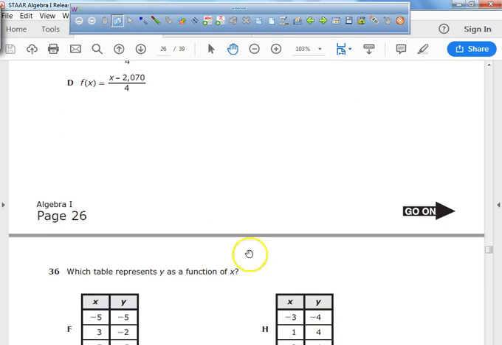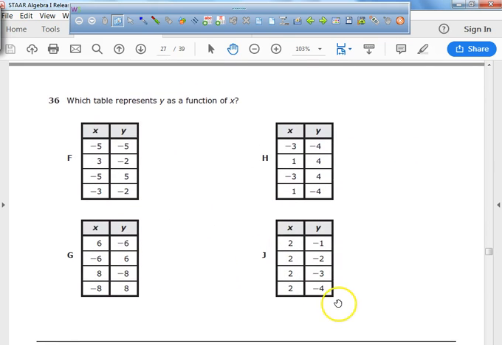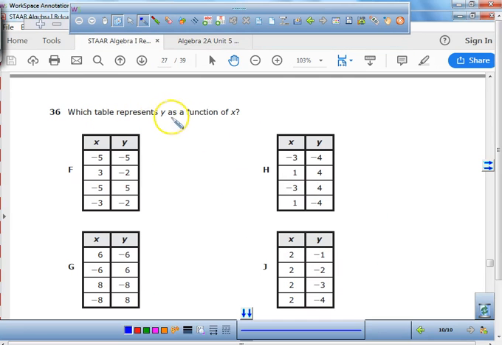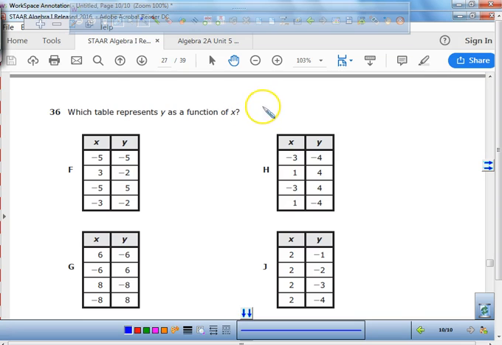All right, moving on. Number 36. Ooh, these are games. It says, which table represents y as a function of x. Now, here's just a little shortcut. Just remember this: each x value can only have one y value, which means each input can only have one output.